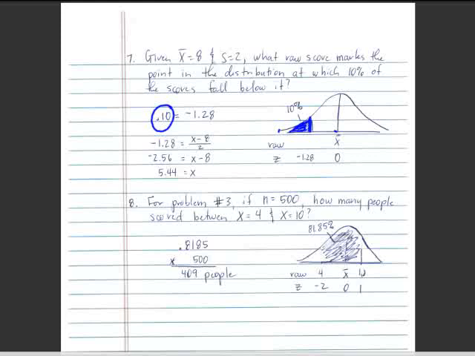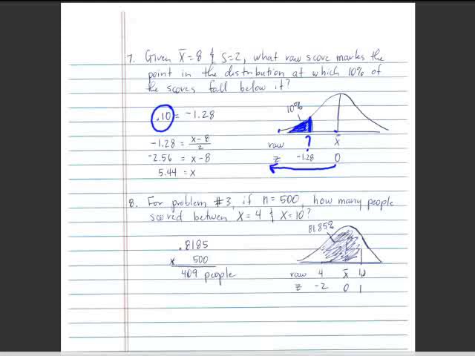Now, why did I have a negative 1.28? Because I know I am on the left-hand side of the distribution, and I know that any z's over on this side are all going to be negative. And that's really important, because if you forgot that and let that be a positive z, you'd actually end up getting the wrong answer. So what I'm really looking for is what raw score is right there.